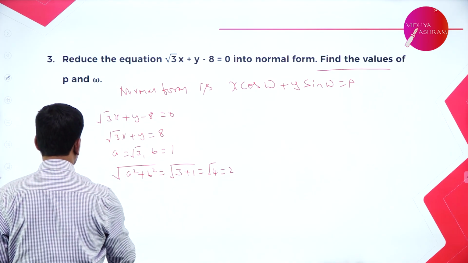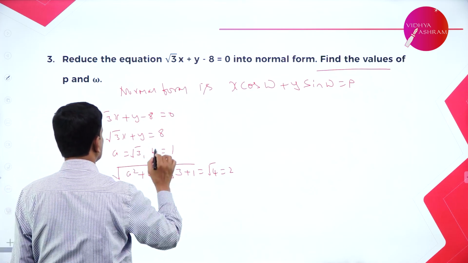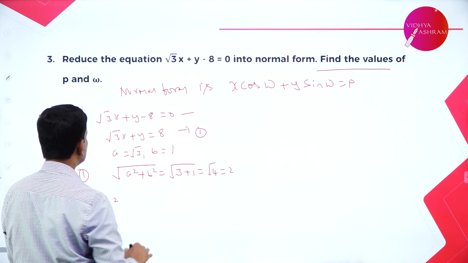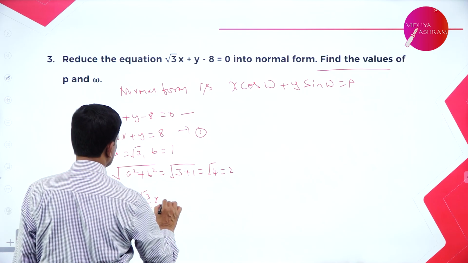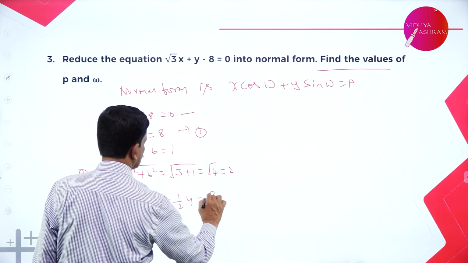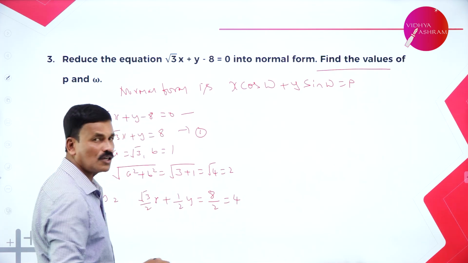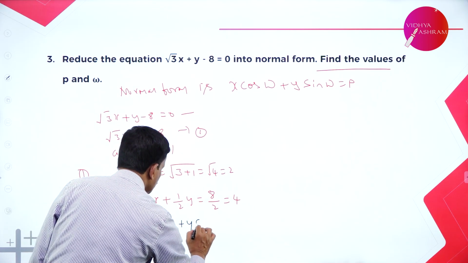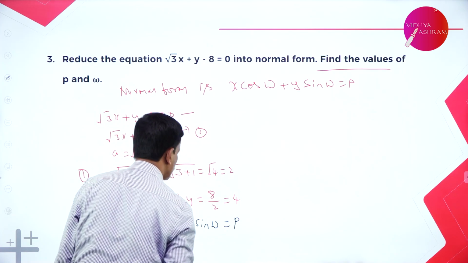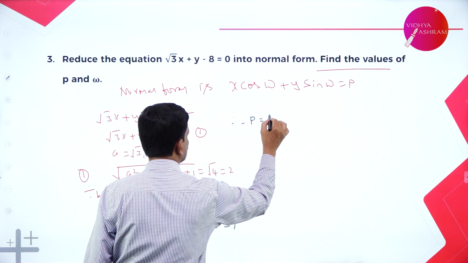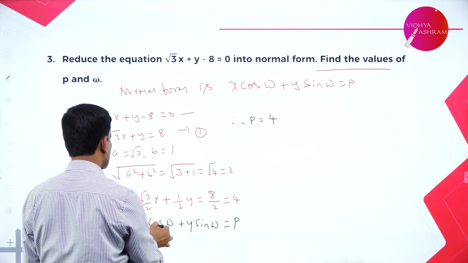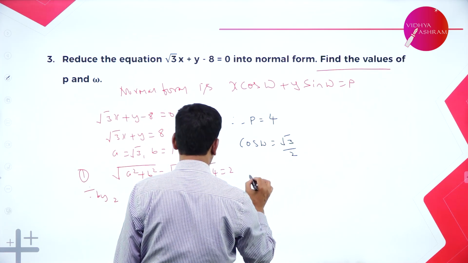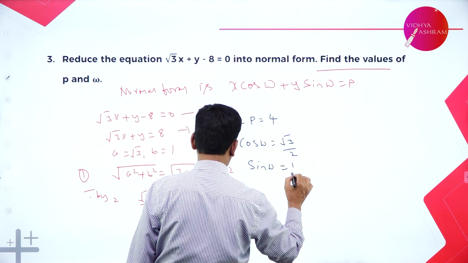Now, divide by 2. Let us call the given equation equation number 1. Equation 1 is divided by 2. What you will get? Root 3 by 2x plus 1 by 2y is equal to 8 by 2, that's equal to p. Now, this can also be written as x into cos omega plus y into sine omega is equal to p. Therefore, p is equal to 4, cos omega is equal to root 3 by 2, and sine omega is equal to 1 by 2.